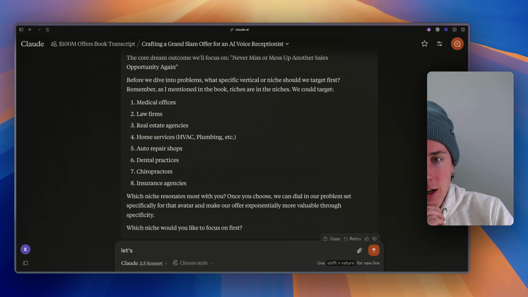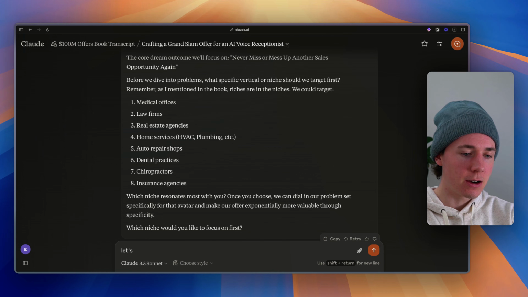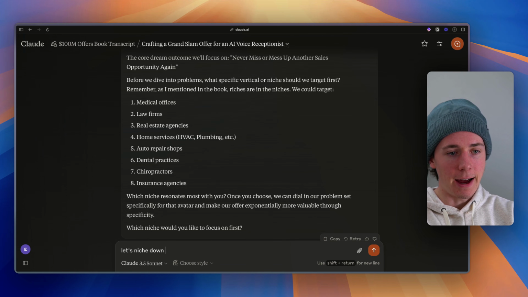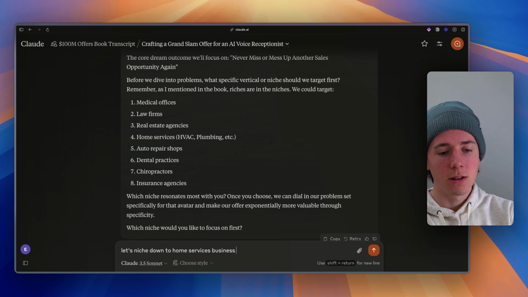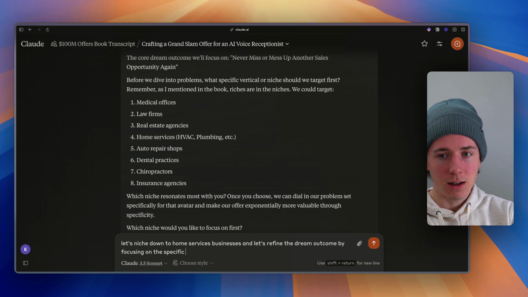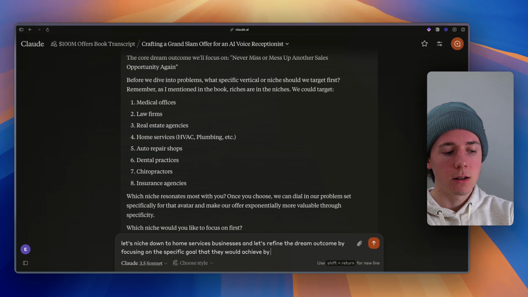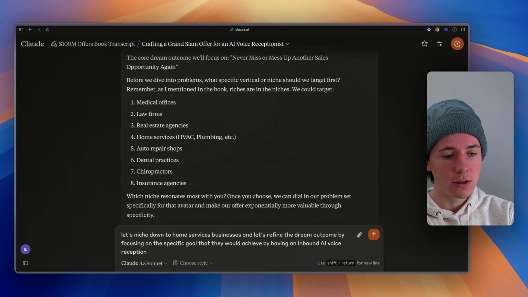Let's just put in a niche so we can identify the dream outcome. So let's niche down to home services businesses, and let's refine the dream outcome by focusing on the specific goal that they would achieve by having an inbound AI voice receptionist.